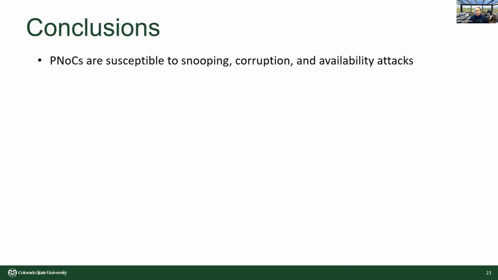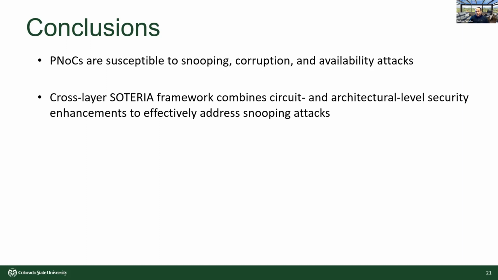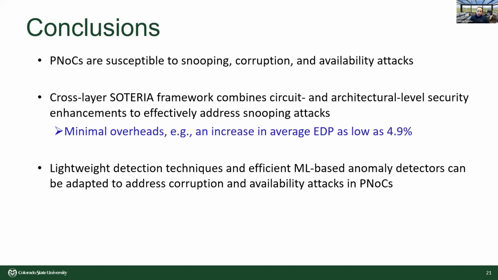All right, so to wrap up, I talked about today how photonic NOCs are susceptible to various types of snooping, corruption, and availability attacks. This is certainly an open area of research. So if anybody is looking for new areas of research, this is absolutely a very nice area to work on. I talked a little bit about one of the frameworks that we proposed. It's a cross-layer framework that looks at circuit and architecture level security enhancements that helps you with data confidentiality attack detection and mitigation with fairly minimal overheads. And then I also talked about the potential of using some lightweight detection techniques and machine learning-based anomaly detectors that can also help us with data corruption and denial of service types of attacks.